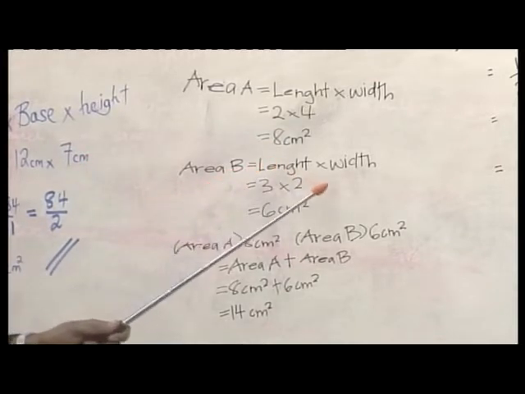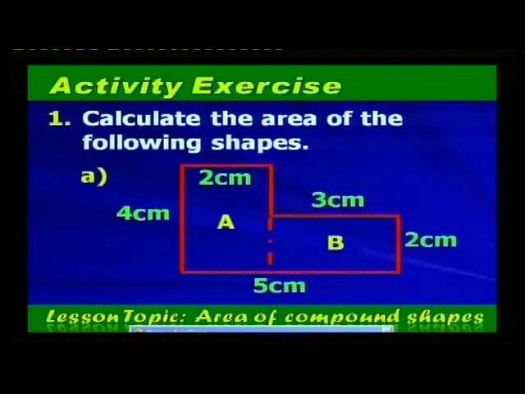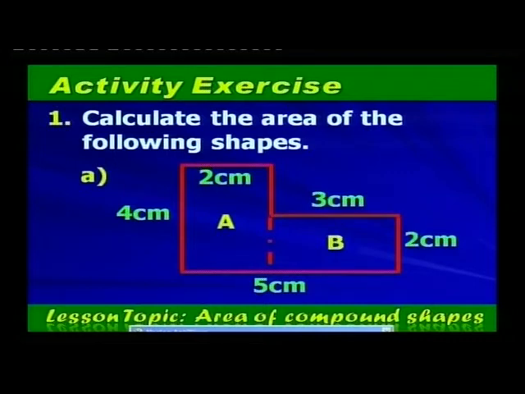Area B equals length times width. From the diagram, you will see that the total distance is 5 centimeters. But when you look at area B very carefully, you will see that you have two on this side, and 3 on this side. You might be looking around for the measurement for area B. From this point to this point, the measurement is given at the top here. So if you haven't located the length of area B, it is up here. So when you add 3 plus 2, it gives you the total length as 5 centimeters.